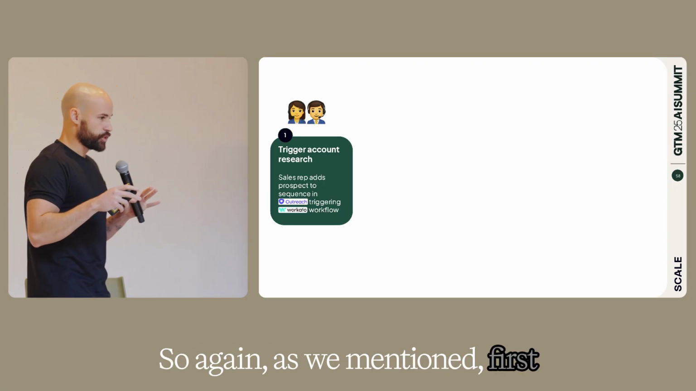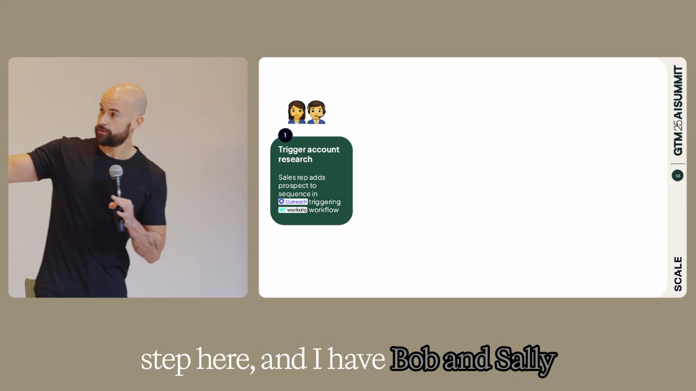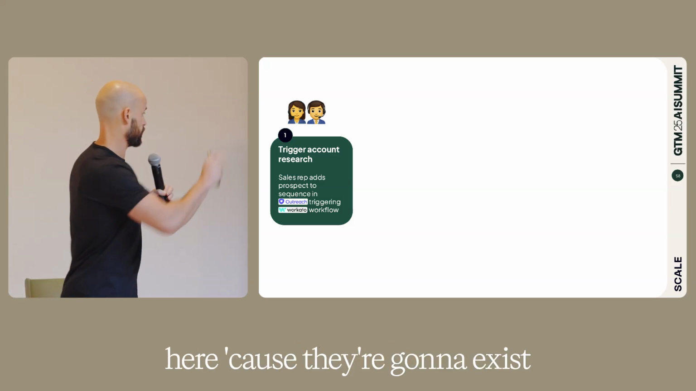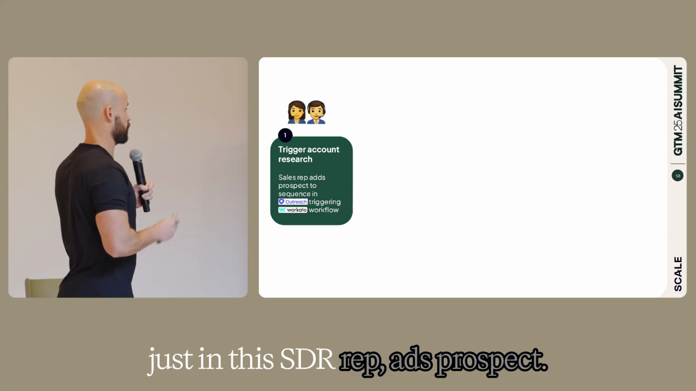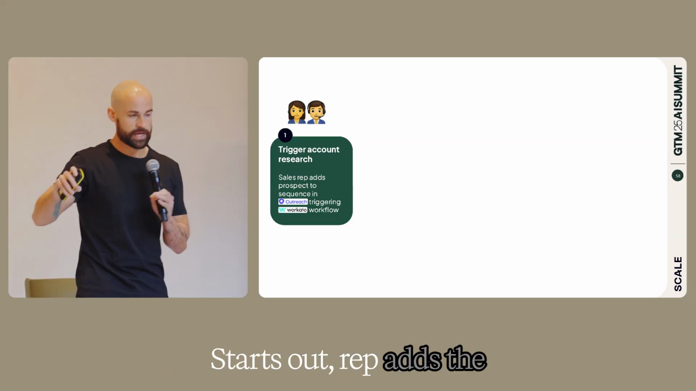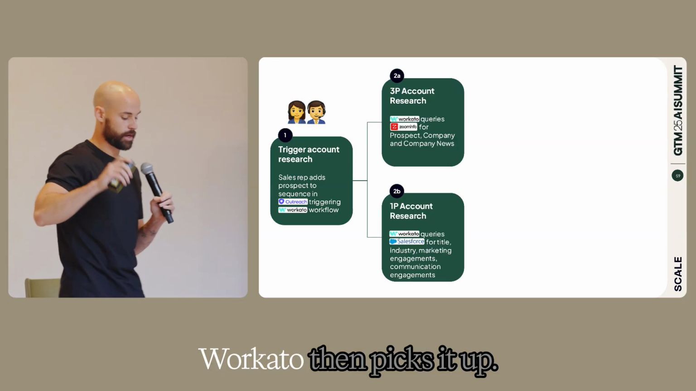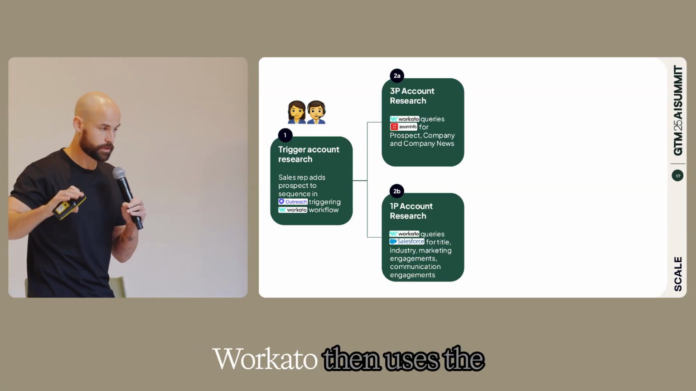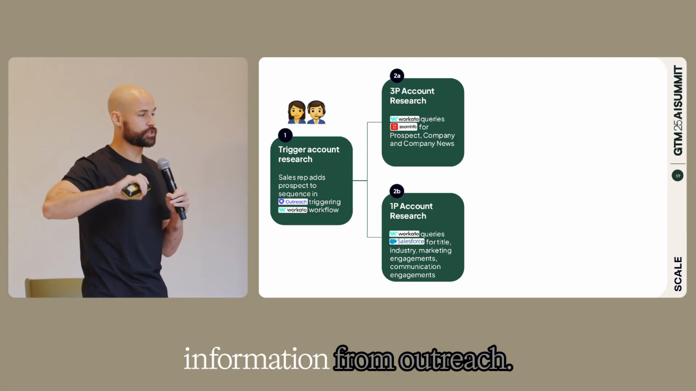So again, as we mentioned, first step here, and I have Bob and Sally here because they're going to exist just in this step: the SDR rep adds a prospect. They're not going to have to do anything else. It starts out with the rep adding the prospect to Outreach. Workato then picks it up, and uses the information from Outreach.